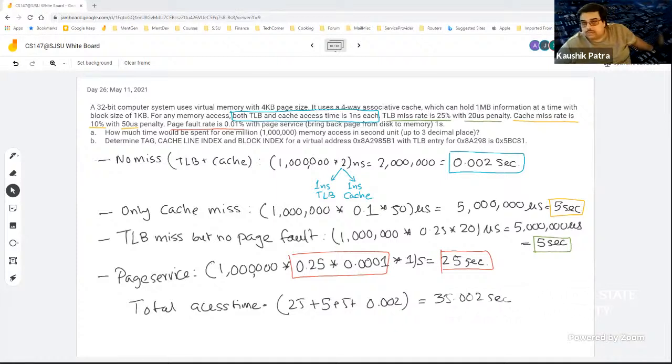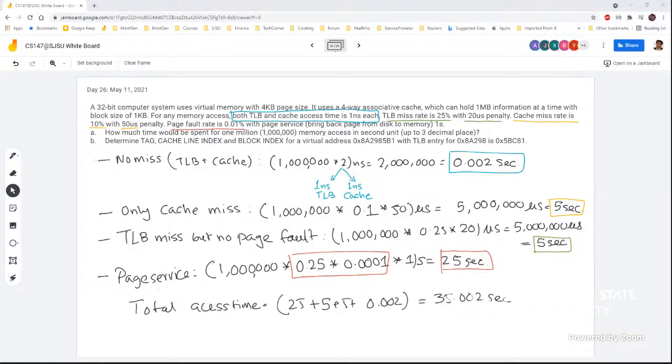Misread, you mean? Can you repeat the question? What does it mean for the TLB to be missed versus the page to be missed? The page to have a fault.